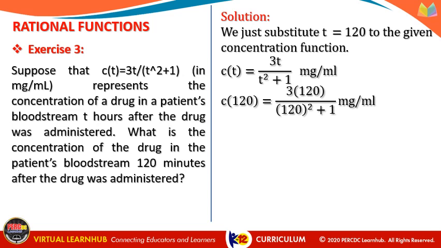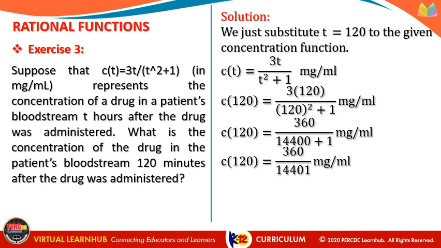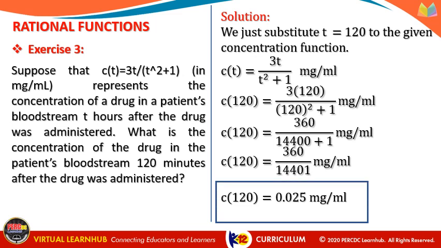Let's expand, simplify. You'll get 360 divided by 14,400 plus 1. So pag sinolve mo siya, lalabas 360 over 14,401. Ngayon, kung gagamit ka man ng calculator at gusto mong kunin yung decimal equivalent, you'll get this. So you have 0.025 milligram per milliliters. Tapos siguro, sasabihin mo na, ito na yung sagot. O, di ba? Chicken lang.